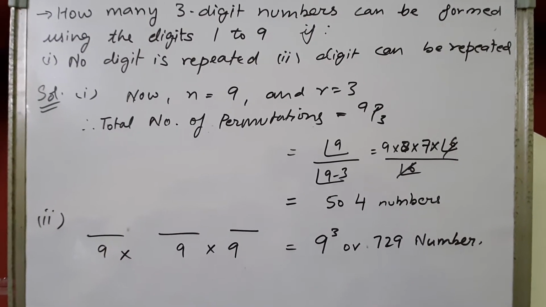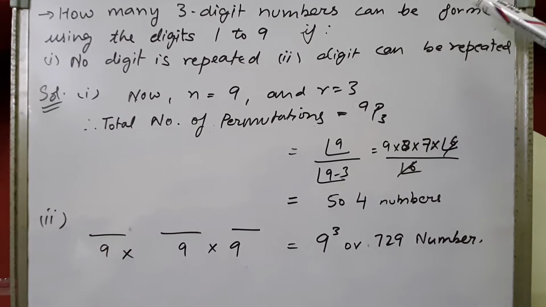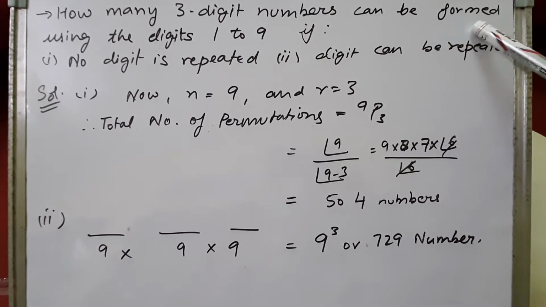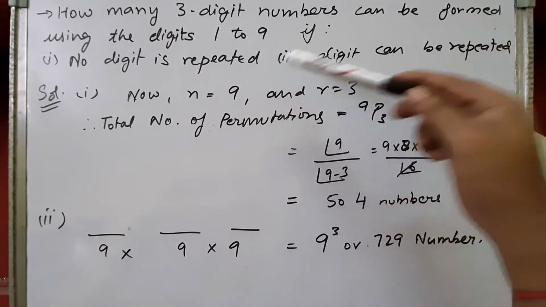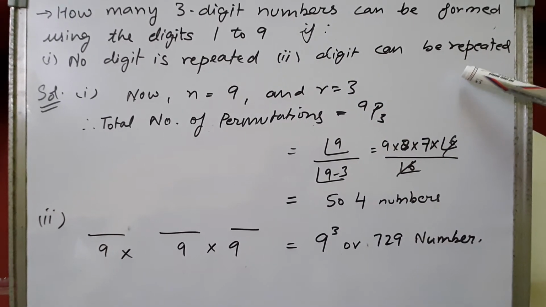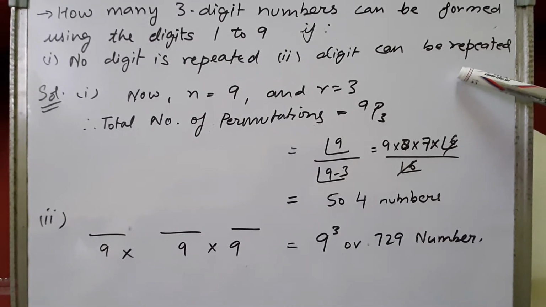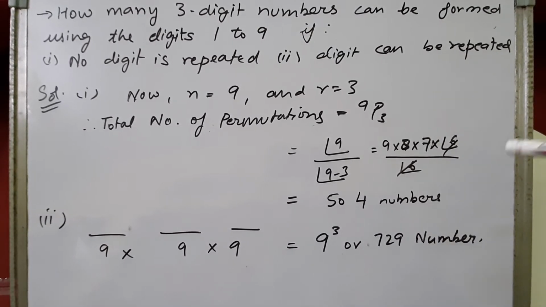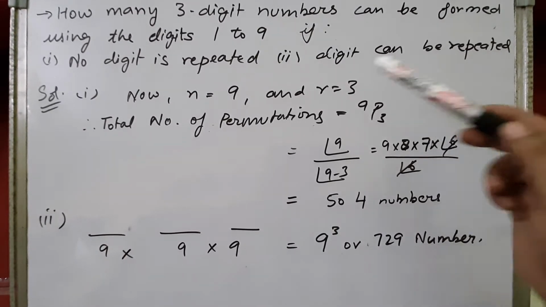Okay, let's see this sum, children. Here it is given: how many 3-digit numbers can be formed using the digits 1 to 9 if no digit is repeated, and if digits can be repeated. That is, in the first case you have to find the number of permutations when repetition is not allowed, and in the second case we have to calculate the number of permutations when repetition is allowed. Let's solve the first part first.